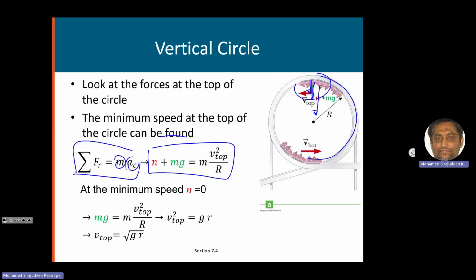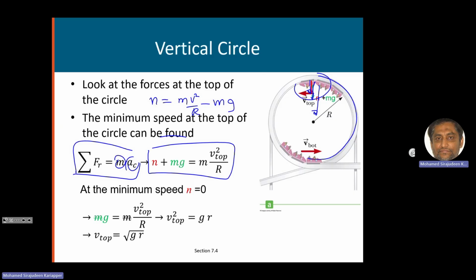Okay. Now let me rewrite this equation this way, to get an expression for the normal force. It will be mv squared over r minus mg. Now you can see what's happening here. If this mv squared over r, the centripetal force, is greater than the weight mg, n will be positive. That means the roller coaster vehicle is touching the track. It's not falling. It is still in contact with the track.